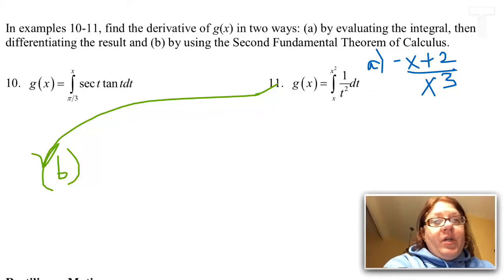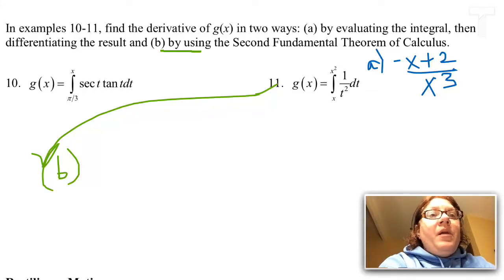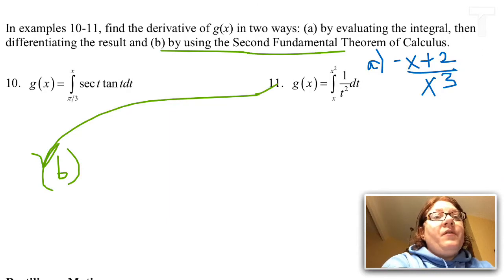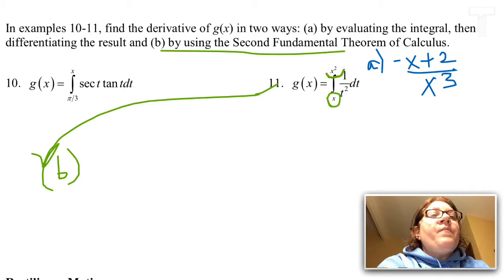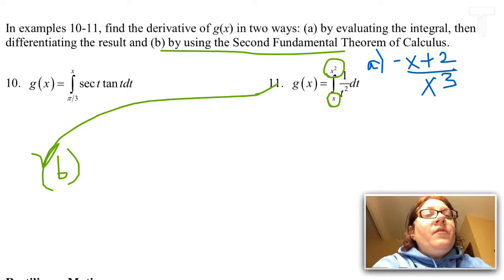So I wrote our answer to A again, and now we're going to do part B, which is let's see what the shortcut has to offer using the second fundamental theorem of calculus. So again, I note that they're both variables, so I will be plugging in and taking the derivative. This one, you go first.